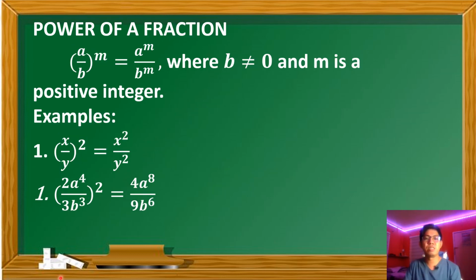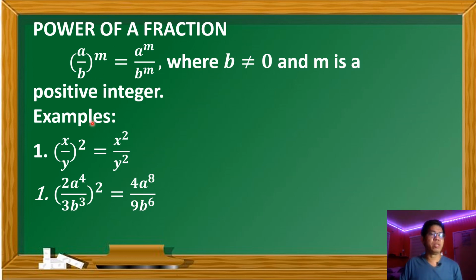Okay, next one is a power of a fraction. Okay? So, let's say, meron tayong m. The mth power of the quantity a divided by b is equal to a raised to m over b raised to m. Yan, parang dinistribute lang din, where b is not equal to 0 and m is a positive integer. Hindi pwedeng maging 0 si b dito kasi magiging undefined siya.